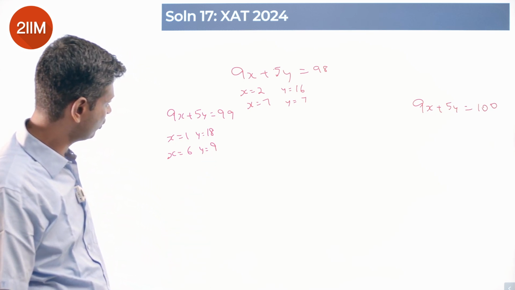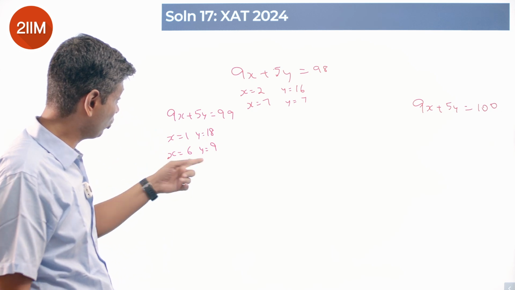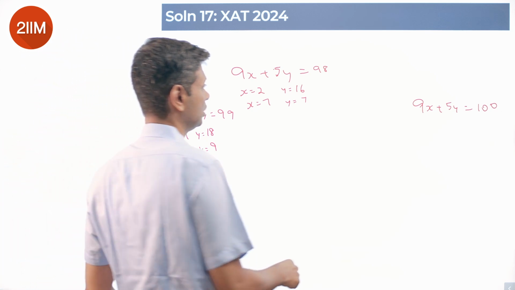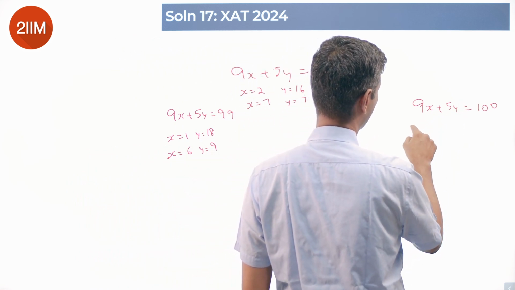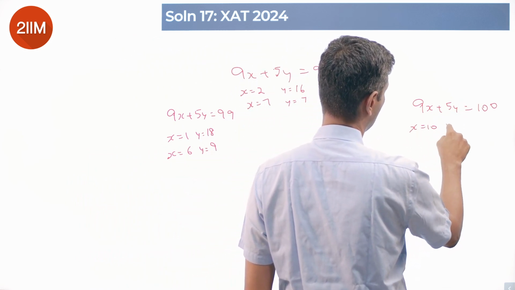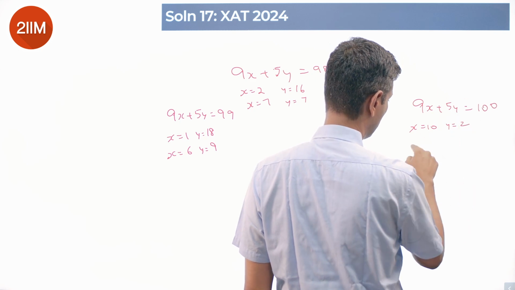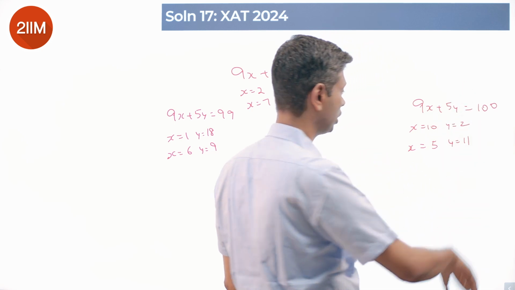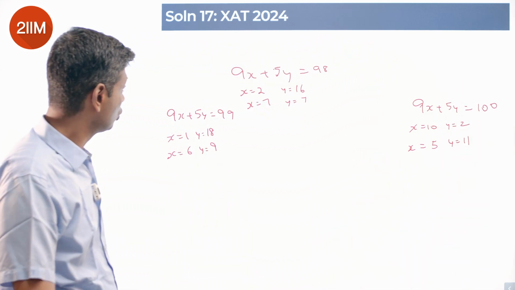5 9s are 45, 6 9s are 54, at x equal to 11, y will go to 0. That's not possible. There should be at least 1. What do we have here? So it should be x equal to 10, 90, y equal to 2, 100, that works. Subtract 5, add 9, 11 should work. 45 plus 55. Lovely. So what do we have here?